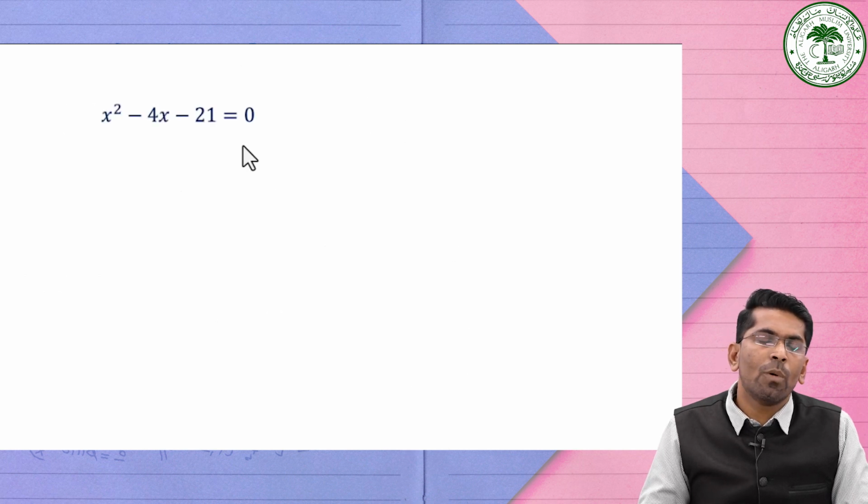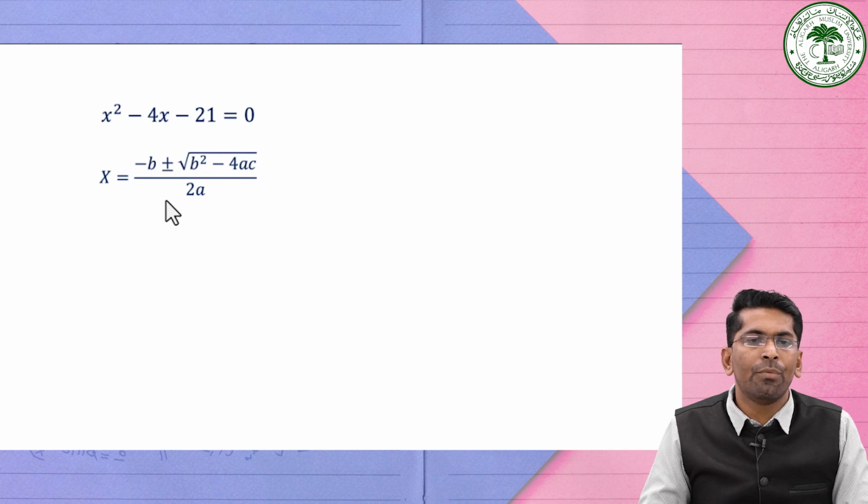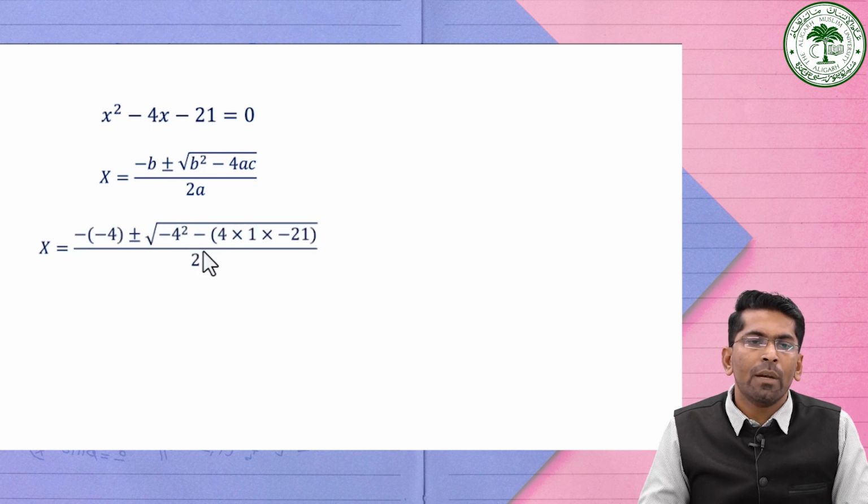So we can solve this quadratic equation by using the quadratic formula. Here a is equal to 1, b is equal to minus 4 and c is equal to minus 21. So here we are substituting all these into the quadratic formula.